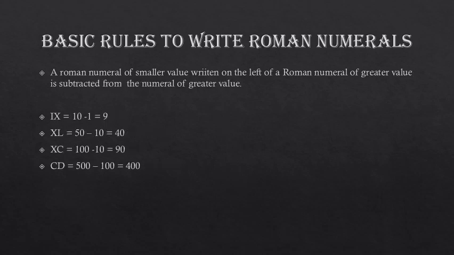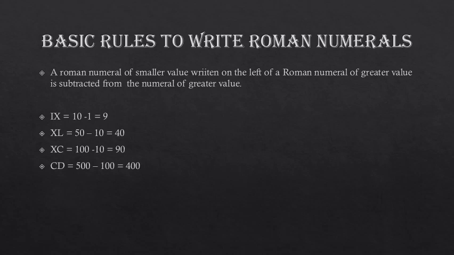Now children, the next one. A Roman numeral of a smaller value written on the left of a Roman numeral of greater value is subtracted from the numeral of a greater value. Don't get confused, children. In the previous slide, we have seen the smaller value was written on the right of the greater value. Here, children, the smaller value is written on the left of the Roman numeral. In the previous slide, what did we do? It was on the right, so we did the addition. Here it is on the left side. We'll do subtraction. Simple.